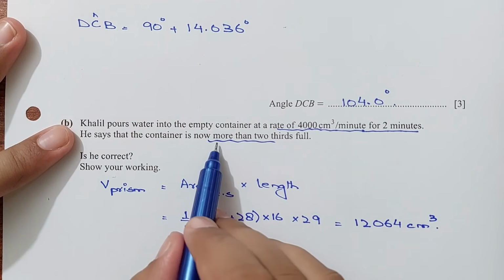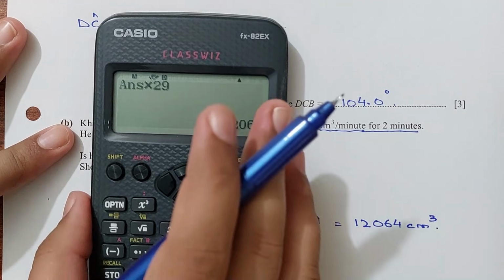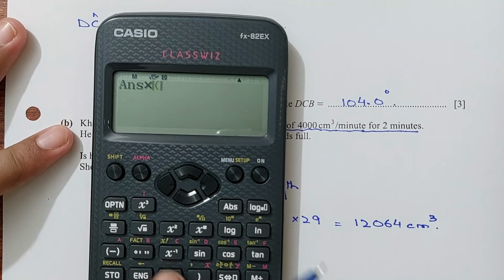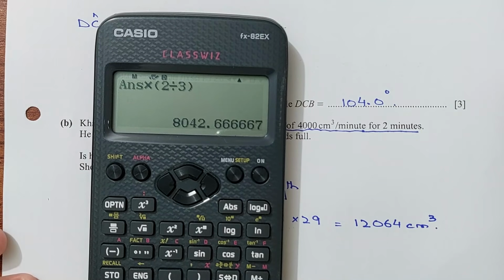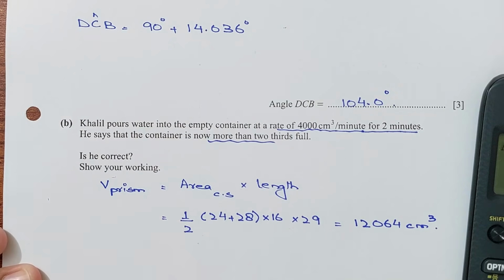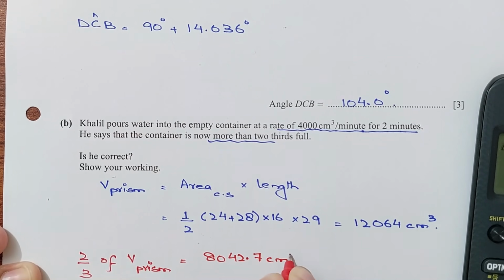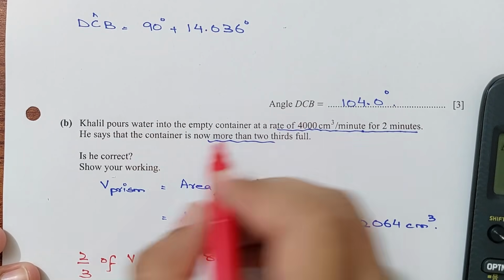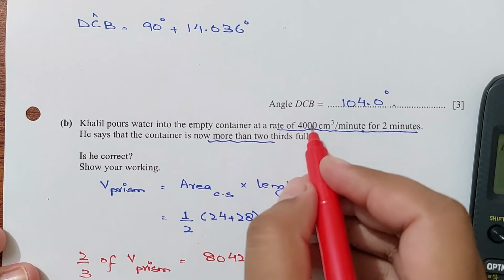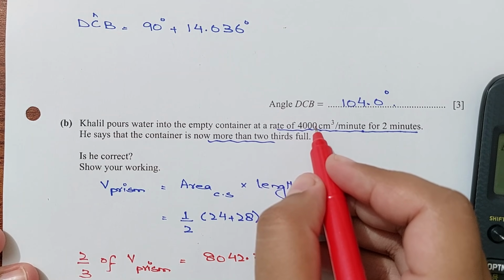So we have to find more than two-third. What is two-third of this? Times it by two-third. Two-third of this is 8042.6, right? Now we can say two-third of the volume of the prism is equal to 8042.7 centimeter cube.